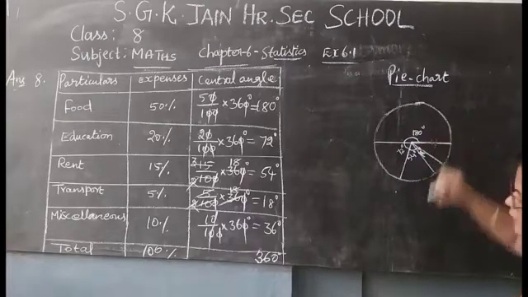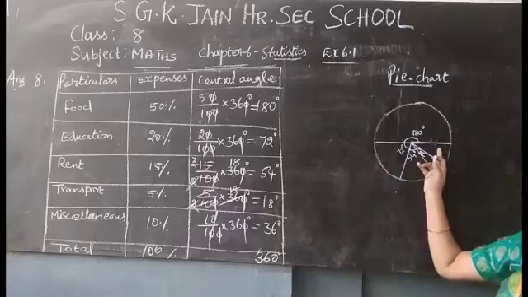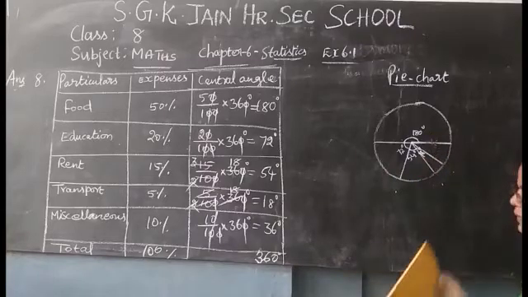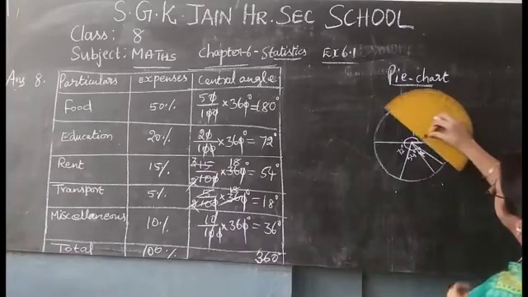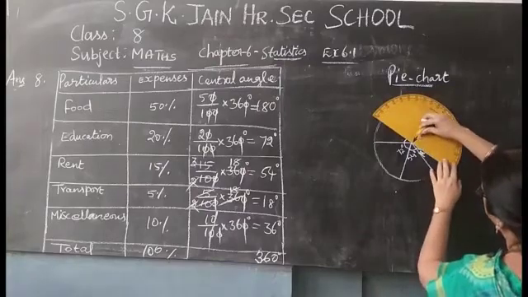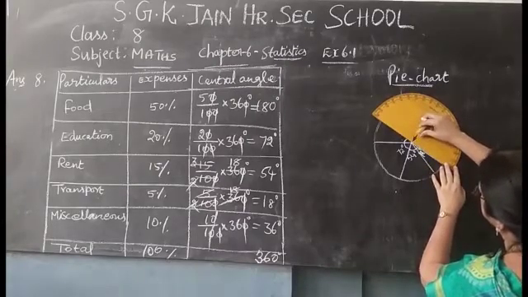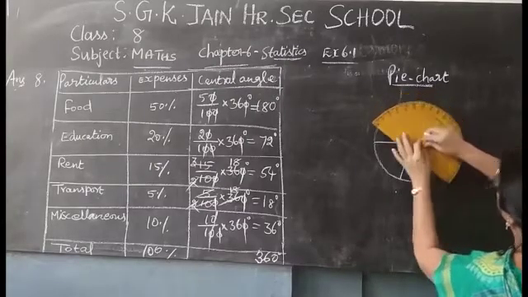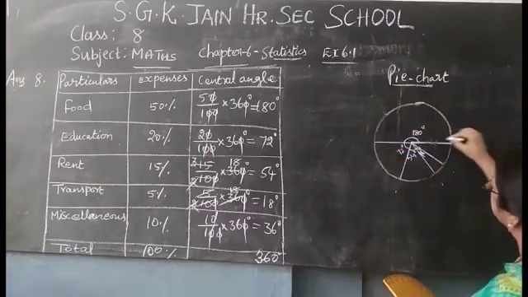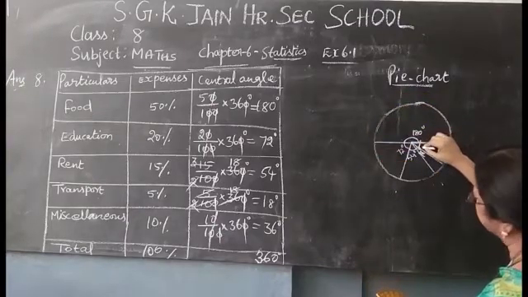18 degree. And next, how much should the remaining be? 36 degrees, isn't it? See, shall we find out that also? Here it is given that. So 36 degree. So it's coming here. So 36 degree.